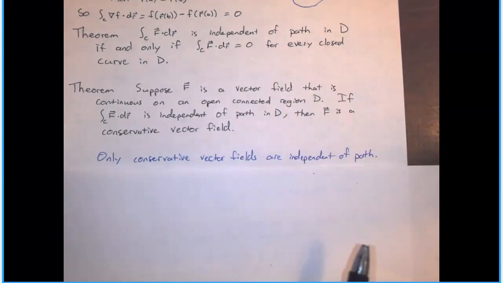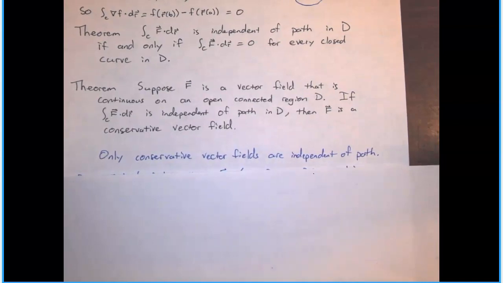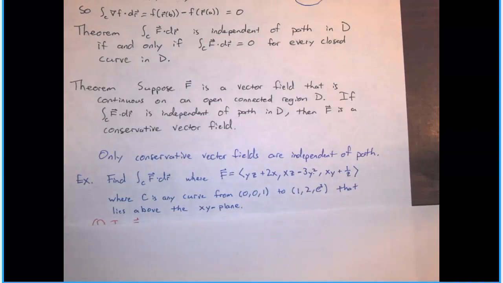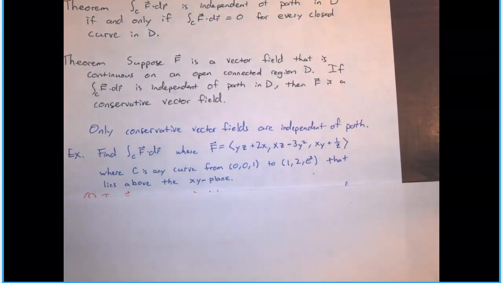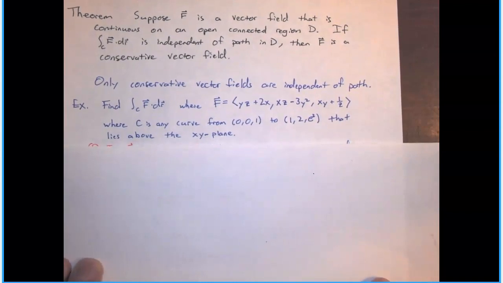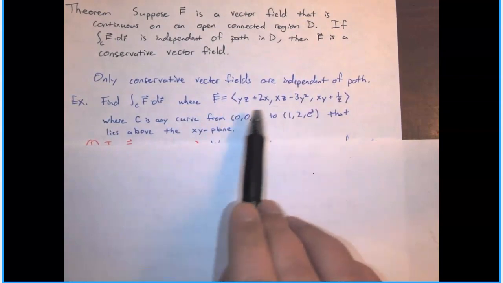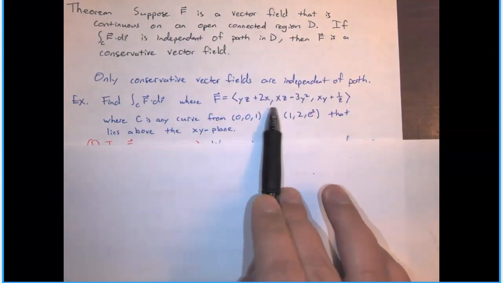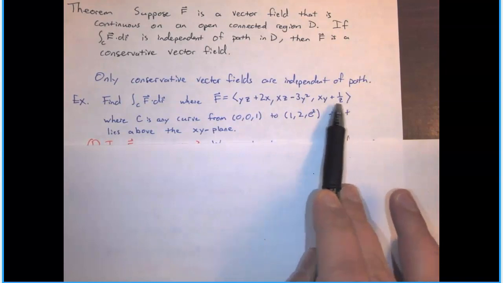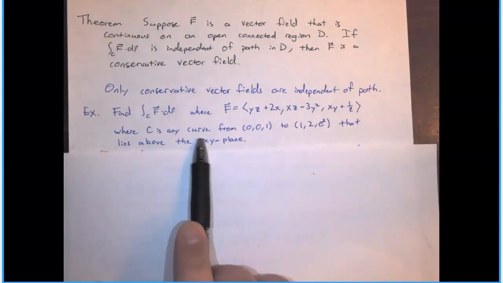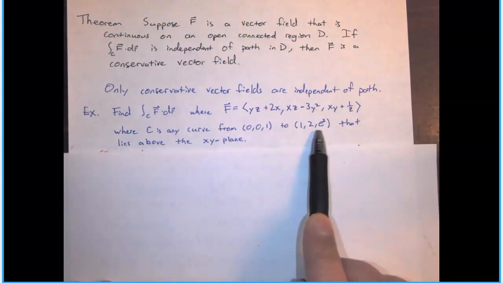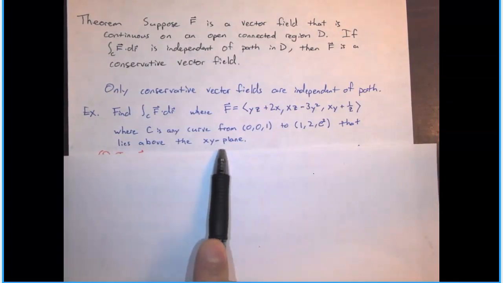Okay, now to finish up this lesson and finish up this video, I want to look at an example using a three-dimensional vector field. The two examples that we've done, the one at the end of the last video, the one at the beginning of this video, they were both two-dimensional vector fields. To finish this up, we'll do a three-dimensional vector field and show you how things get more complicated in 3 dimensions. Okay, so now find this integral of f dot dr. F is three-dimensional. It's yz plus 2x, xz minus 3y squared, xy plus 1 over z, where c is any curve from (0, 0, 1) to (1, 2, e squared) that lies above the xy plane.